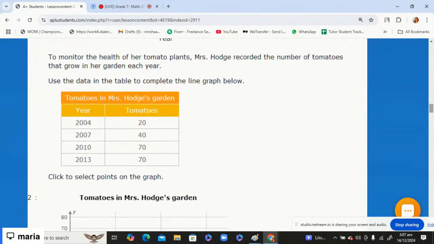All right, let's do the next question. To monitor the health of her tomato plants, Mr. Hodge recorded the number of tomatoes that grow in her garden each year. Use the data in the table to complete the line graph below. The years are 2004, 2007, 2010, and 2013. Then the number of tomatoes given is 20, 40, 70, and 70.